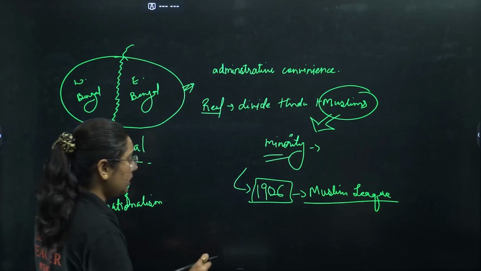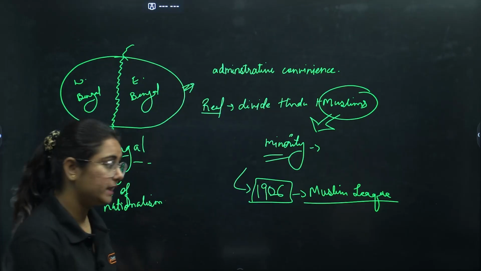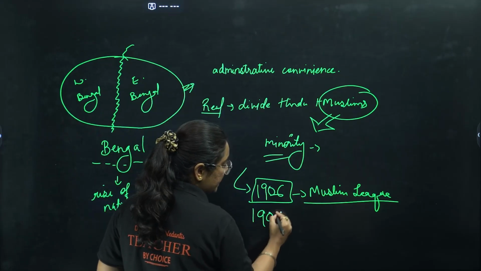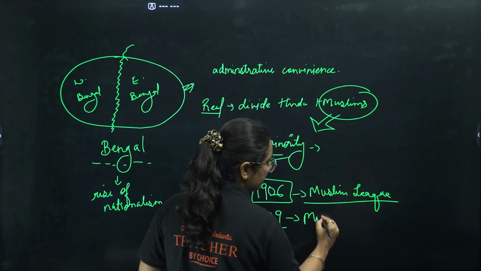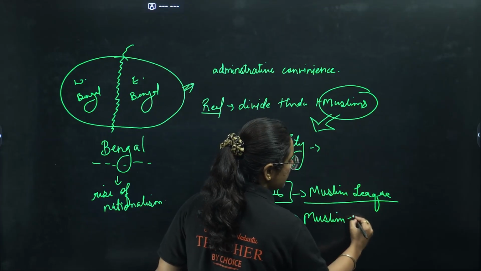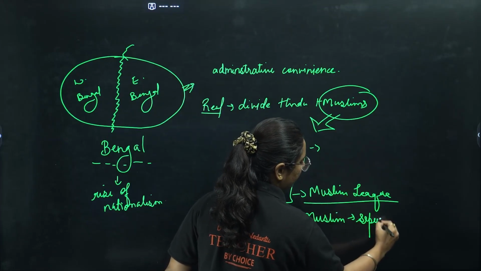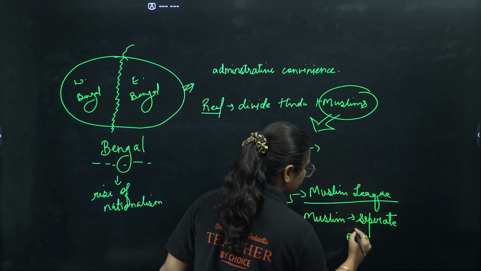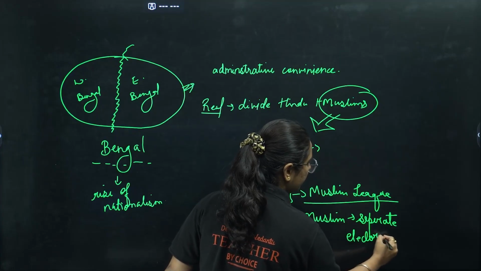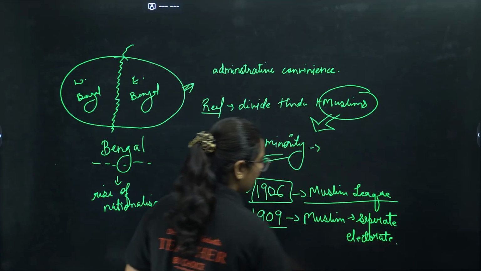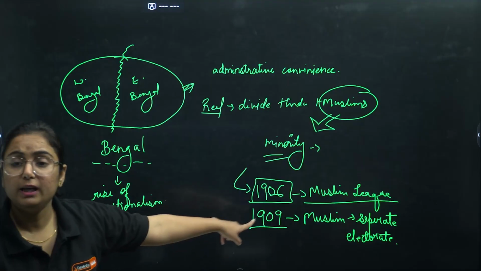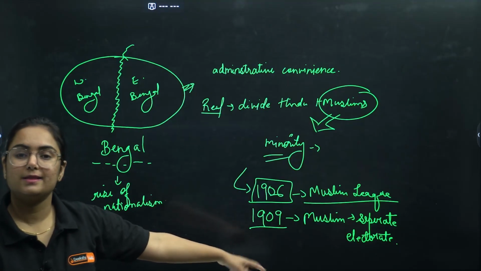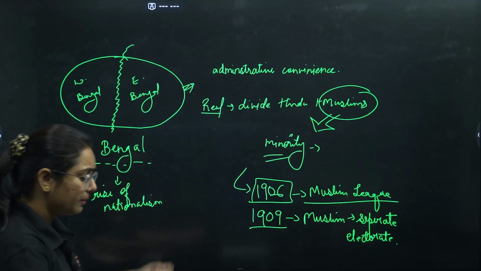Okay, now the British took it as an opportunity again. In the year 1909, the Muslim community was provided a separate electorate. All this is not in the chapter, but whenever you are studying history, it is very important to connect the dots. In 1909, the Muslim community was provided what? A separate electorate. Now Muslims became more happy.